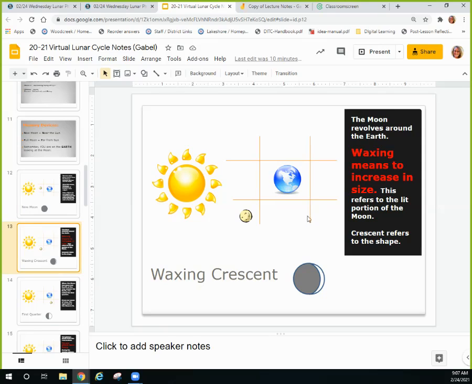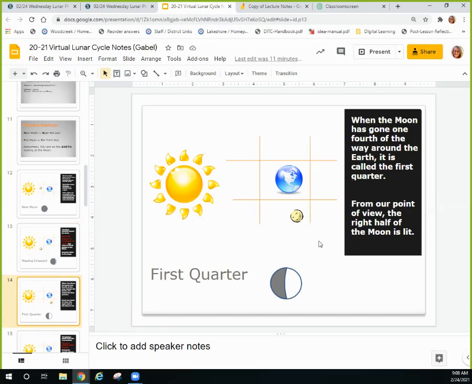The moon revolves around Earth, and as it does that, the amount of light that is reflected on the moon from the sun that we can see from Earth is increasing. So waxing means to increase, and it refers to the amount of light that we see from Earth on the moon. Crescent refers to the shape. So we can see a little bit of light reflected from the sun on the moon.